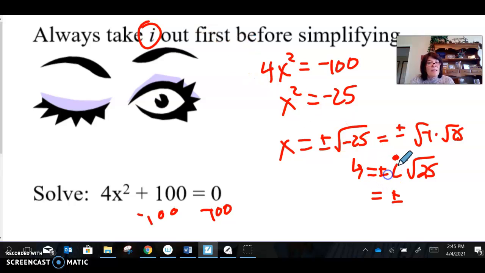Equals plus or minus i square root of 25, which is plus or minus... I can take the square root of 25, right? It's 5. So this answer is plus or minus 5i. All right.